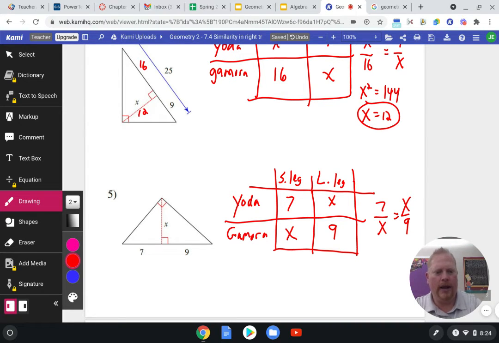So cross multiply, I get x squared. 7 times 9 is 63. Square root both sides. And in future lessons, we're going to figure out how to simplify the square root of 63. For right now, let's just go ahead and use our calculator and get a decimal approximation. So let's do the square root of 63. We're looking at 7.9.